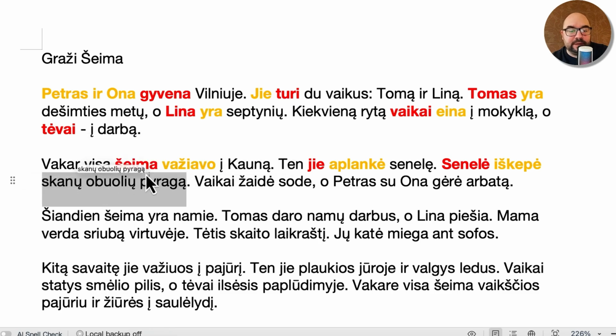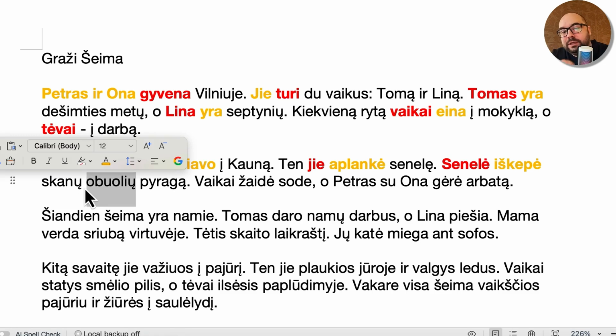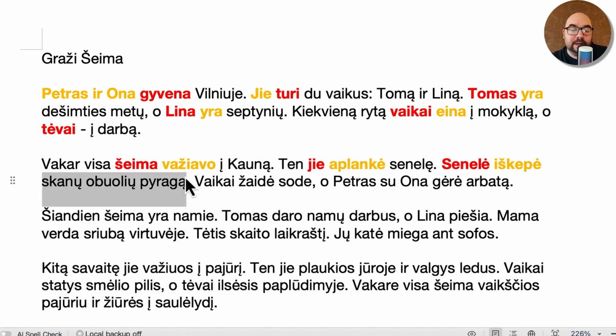Both adjectives, because in this case, obuolių is like an adjective, it's an apple pie, right? What kind of pie? It's an apple pie. So, skanų obuolių pyragą. Skanų obuolių pyragą. Vaikai žaidė sode, o Petras su Ona gėrė arbatą.